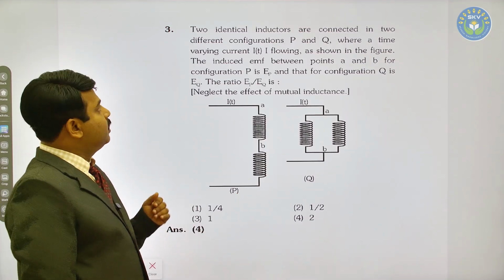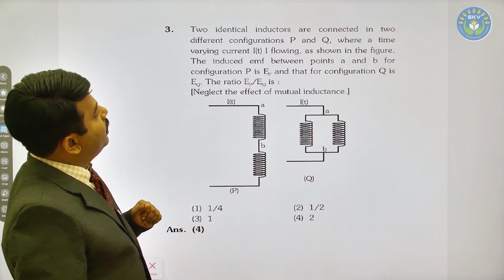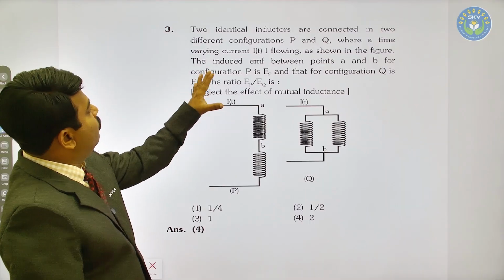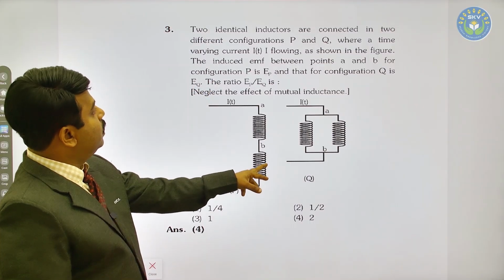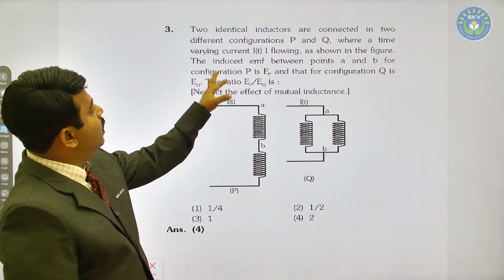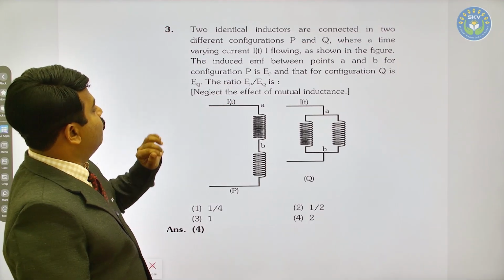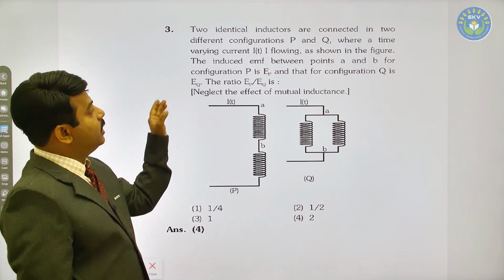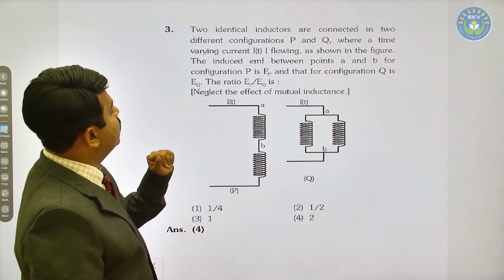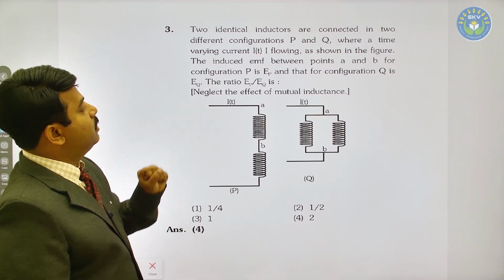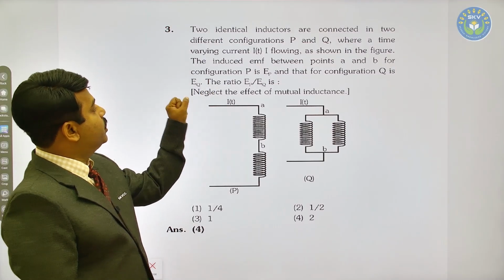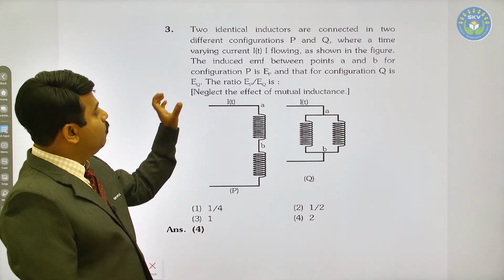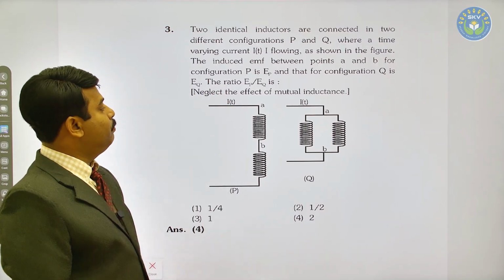Then question number 3 is: two identical inductors are connected in two different configurations, one is P, one is Q, where a time varying current I of t flows as shown in the figure. The induced EMF between the points A and B for configuration P is EP and for configuration Q is EQ. What we need is the ratio EP by EQ.